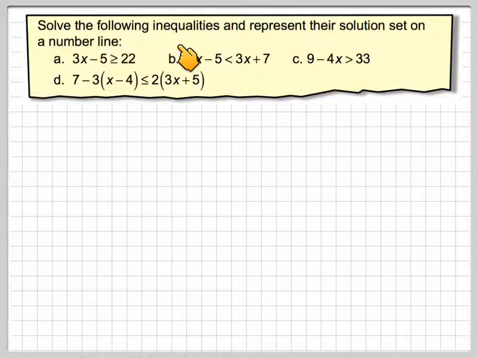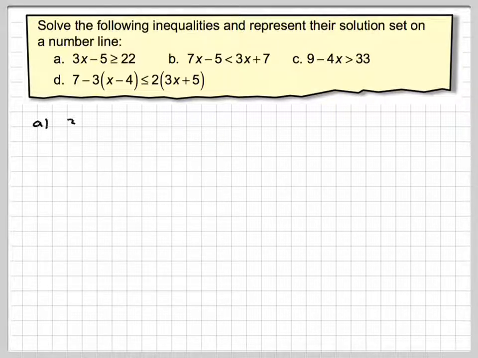Solve the following inequalities and represent their solution set on a number line. A, 3x minus 5 is greater or equal to 22. B, 7x minus 5 is less than 3x plus 7. C, 9 minus 4x is greater than 33. And D, 7 minus 3(x minus 4) is less than or equal to 2(3x plus 5).